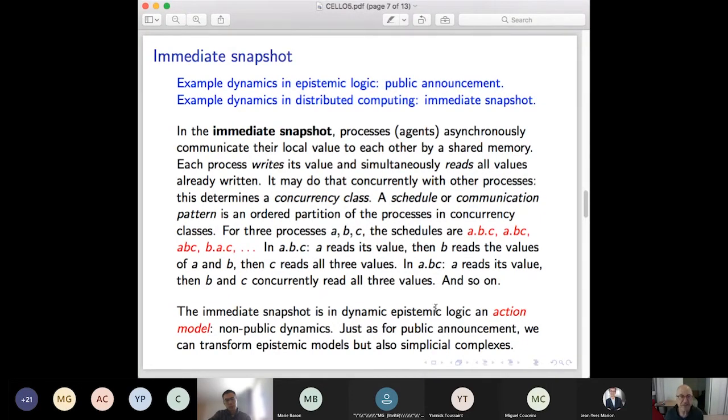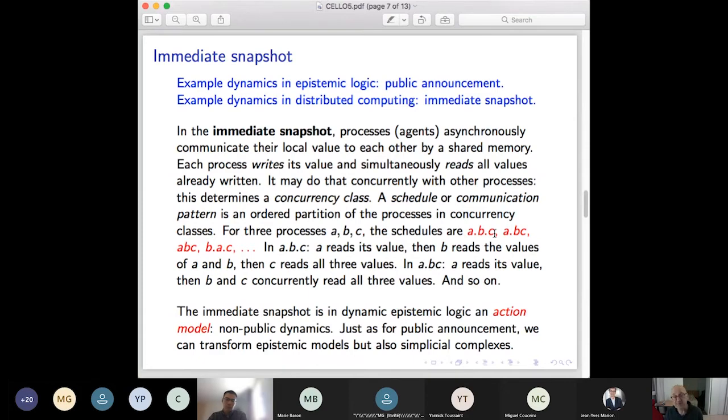Now, what may happen is that, for example, A does this slightly before B, and B does this slightly before C. Then in this A.B.C situation, A writes A and reads only A, because that's the only thing available. Then B writes B but reads A and B, because A has already written her information. Then C writes C but reads all three pieces of information.